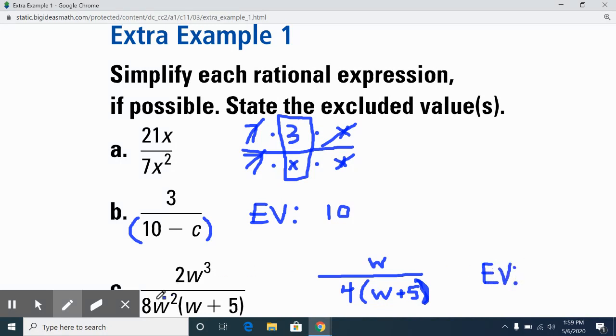Let's go back and look at the original. What would make 8w squared equal 0? A 0 would. And then what would make w plus 5 equal 0? -5. Okay, so simplified expression and excluded values.